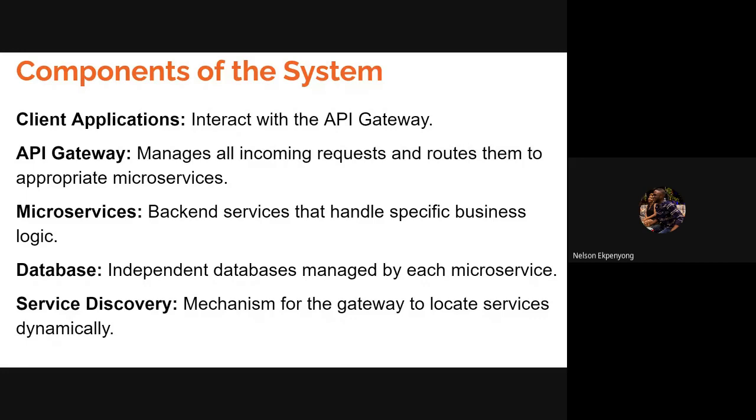Of course, you have a gateway that manages all incoming requests and routes them to appropriate services. Then you have the back-end services themselves that handle the business logic, right? The individual services. And then, of course, you have the database of each service. So each service has its own database. This one can have Mongo. The other one can have MySQL. The other one can have Postgres. The other one can have Cassandra, right? And then you need a mechanism to discover the services, right?